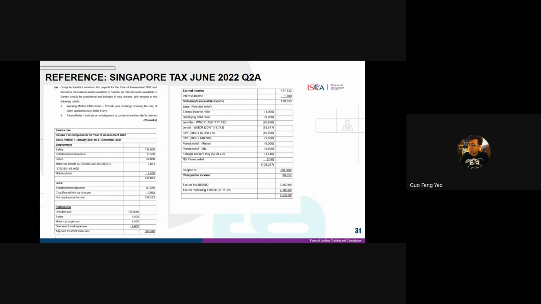Next, you will also notice that the total relief that Sandra was entitled to is 108,297. As it exceeded the 80,000 threshold, we need to cap at 80,000. And thereafter, you should be able to compute the tax for Sandra on the basis that she is a tax resident.